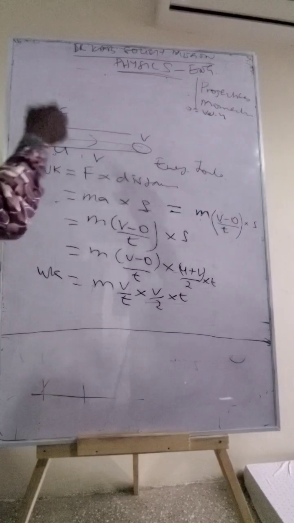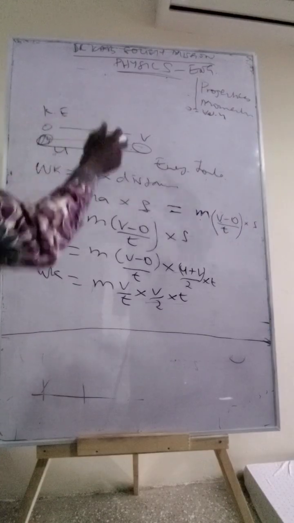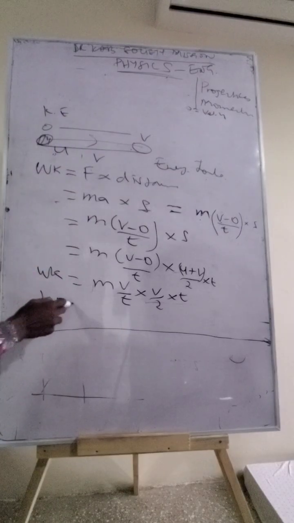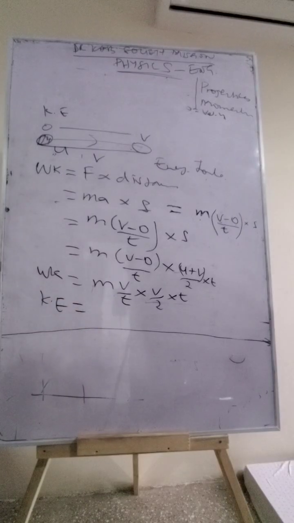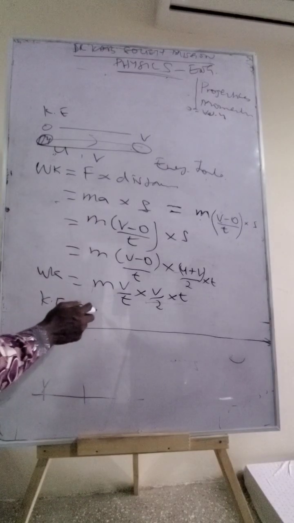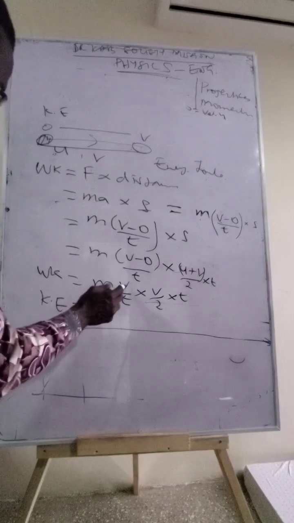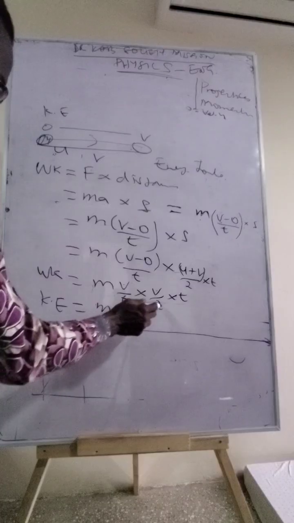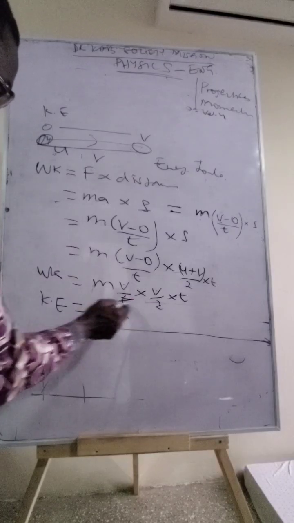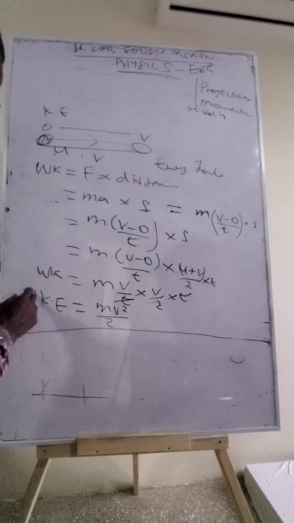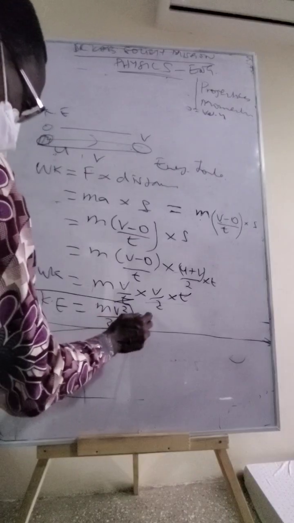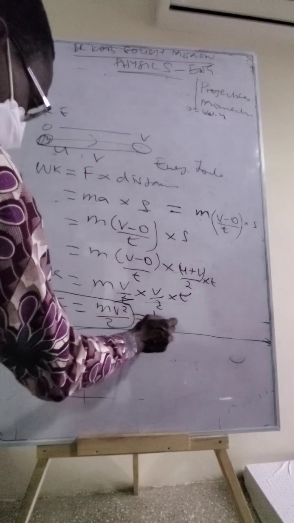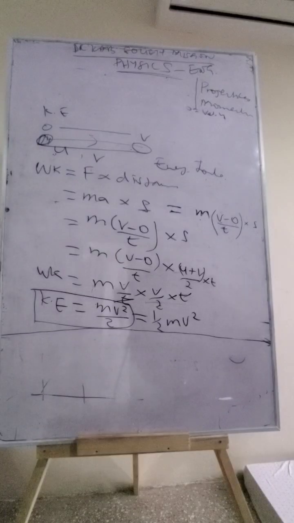Okay, but this is work which is being done, the body is in motion, so we can say it's kinetic energy. And this is going to give us what? v times v is going to be v squared. So m v squared, that's over 2 over 2. t will cancel t. So this becomes the equation. This is what we write as half m v squared. So that is the kinetic energy. Right.